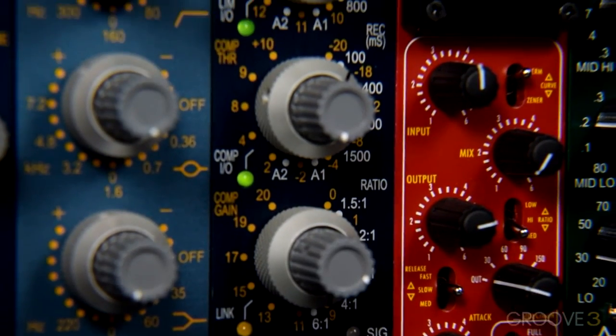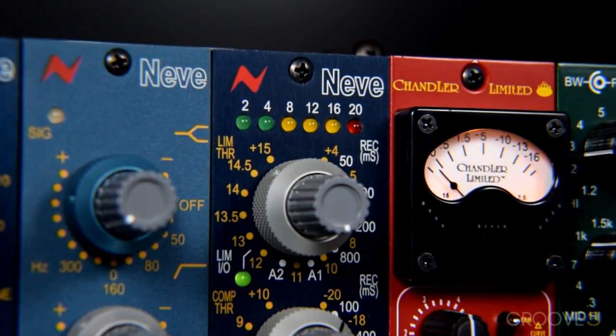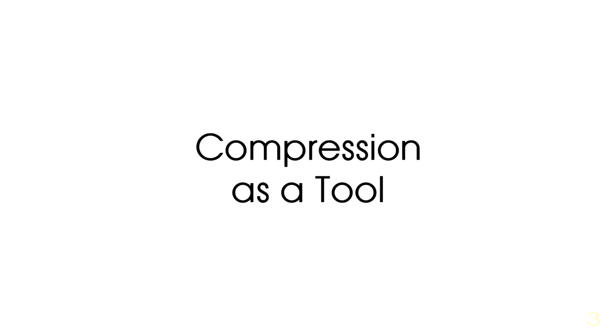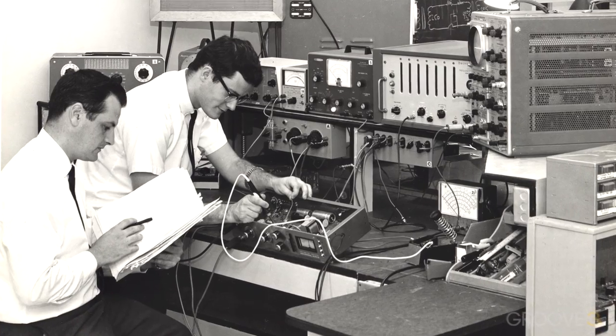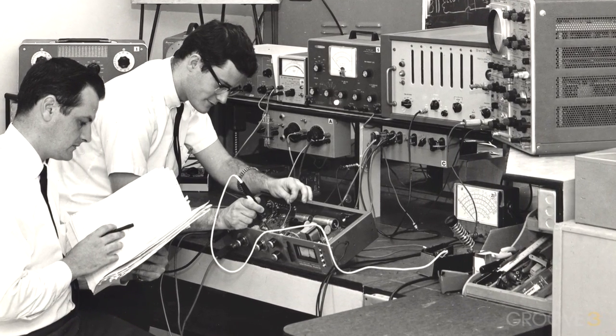In this video, we're going to take a look at the brief history of compression. So how exactly did dynamic range compression come about, and why did we start using it? Well, compressors and limiters are actually a tool that were created for use in the broadcast industry.